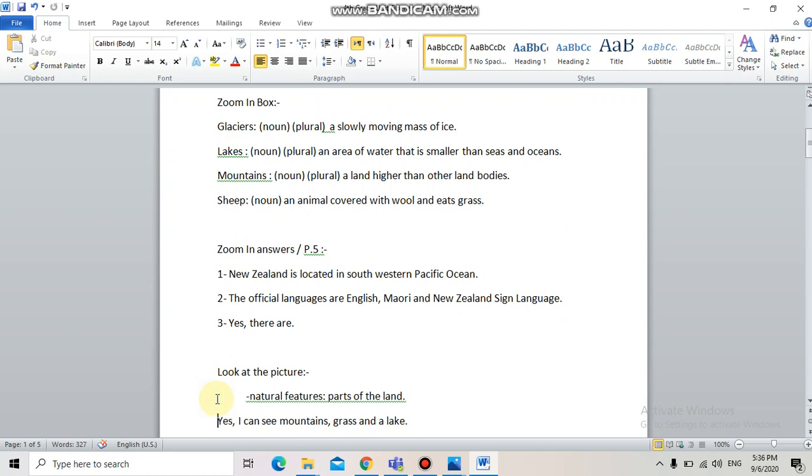Then answering the green box, I bet you were wondering what do we mean by natural features. Natural features are parts of the land, like lakes, mountains, plants like trees, green grass, etc. So answering the question, yes, I can see mountains, grass, and the lake. Those are the natural features that we can see in the picture.